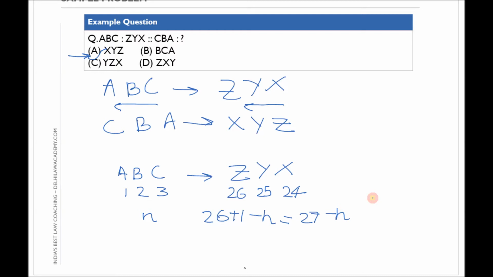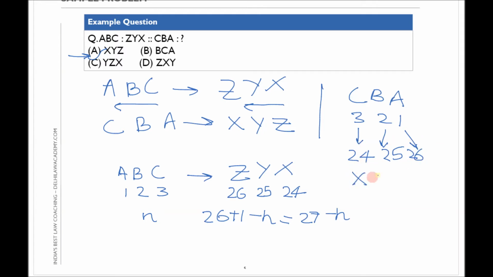So this is the cipher that is being used, and if you wanted to apply the same cipher, you would get the same result. So if you have CBA, and you write down the positions, you have 3, 2, and 1, and you apply the code 27 minus N. So 27 minus N on 3 is 24, on 2 is 25, and on 1 is 26. And if you look at the alphabets that correspond to 24, 25, and 26, that's X, Y, and Z. So we got the same answer again, X, Y, Z.